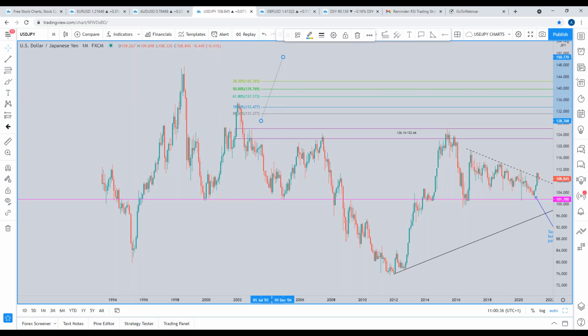So look, to answer your question: is the fib expansion tool on MT4 the same as the fib extension on TradingView? The answer to that question is no, because they're two different things. A fib extension is an extension of the retracement tool. It's not an extension of price movement in the direction of a trend. It's the extension of the retracement tool.